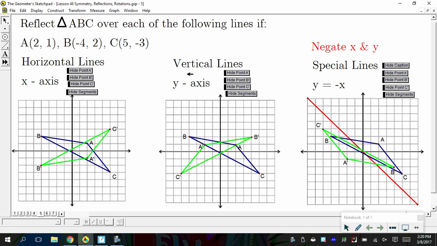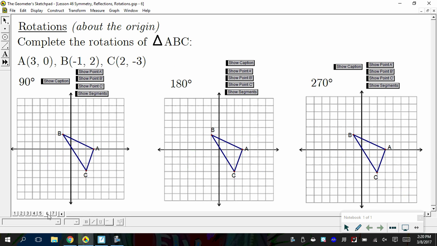So again, horizontal and vertical lines, we're just counting. Y equals negative x now, we negate the x and y coordinates to get our new coordinates. So again, that's a special thing to write down. The last thing we'll talk about are rotations. There are 3 different types of rotations we're going to do: 90 degrees, 180 degrees, and 270.